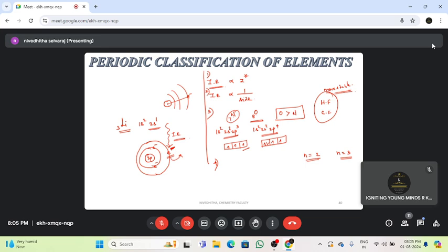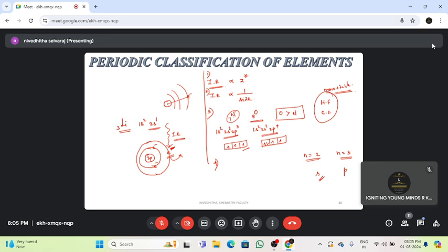Similarly, now I'm going to take two cases. In the first case, the electron is present in the S subshell, and in the second case, the electron is present in the P subshell. In which case can we remove the electron easily? From the P subshell, right? So why? Because this S subshell is very much near to the nucleus. So this is called the penetration effect.